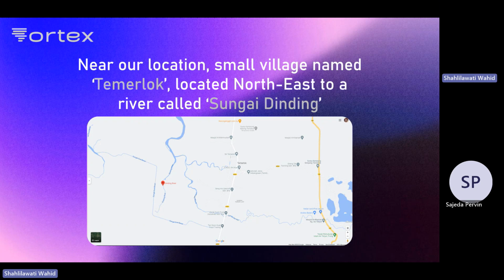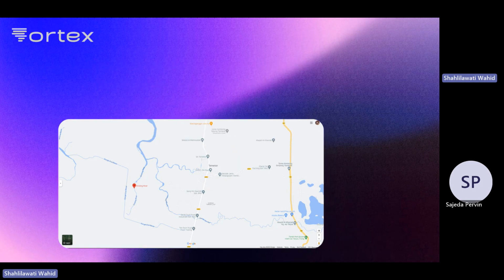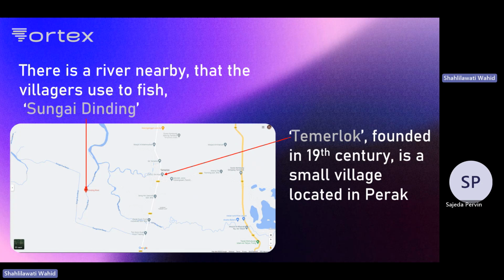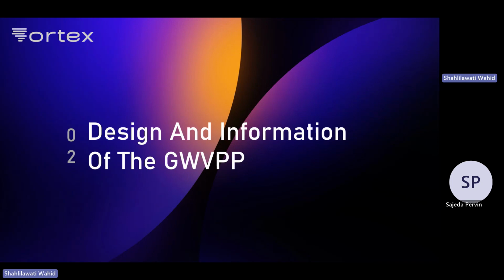So where did we decide to build a GWVPP? We decided to build it in a river called Sungai Dinding. Why do we build it in this river? So that we can benefit a nearby village by the name of Thermalog, which is just northeast of this river. This is the river that the villagers use in their afternoon time to fish in for dinner, called Sungai Dinding. And this is Thermalog, which was founded in the 19th century, located in Perak. I'm going to leave this to Chen to talk about the design and information of the GWVPP.